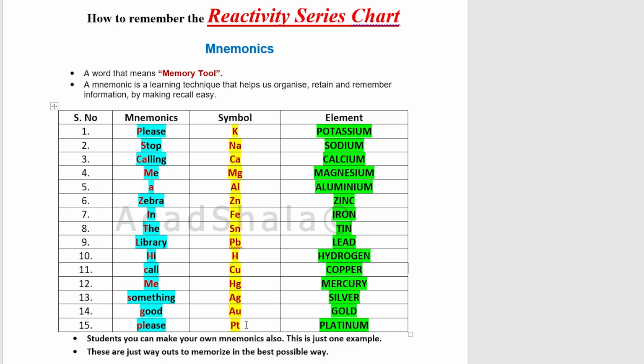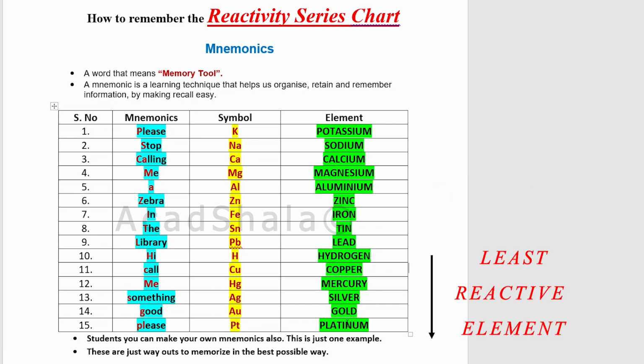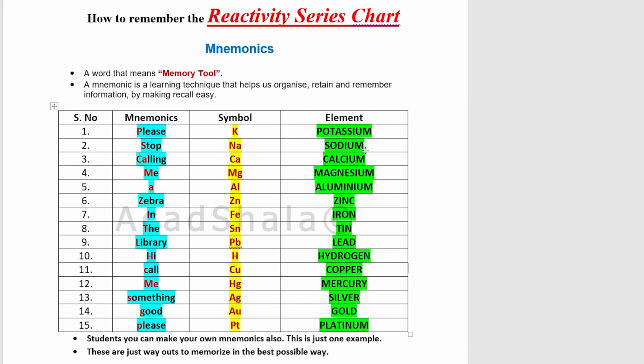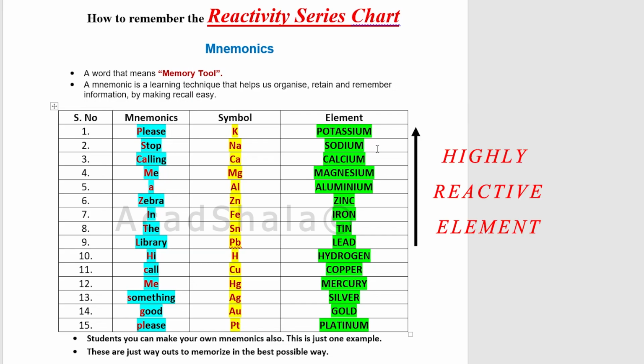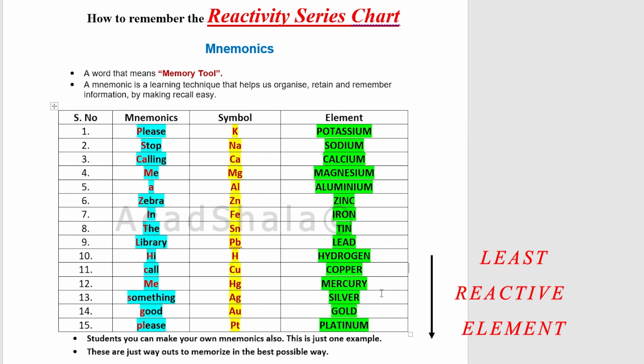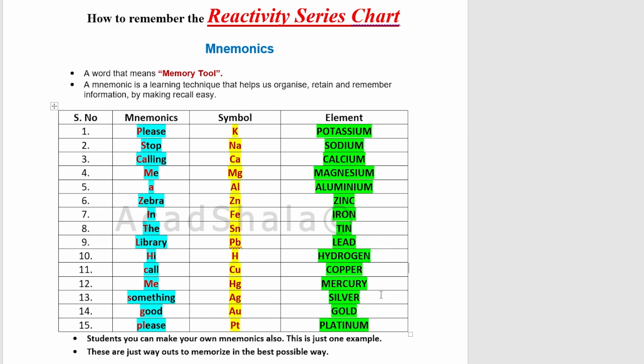If I have learnt and memorized the reactivity series chart with the help of a tool known as mnemonics, I can also understand which element is more reactive than the other. The elements above hydrogen are highly reactive, and the ones below hydrogen are the least reactive. So with the help of the reactivity series chart, I have understood which is the highly reactive element and which is the least reactive element. So students, we have learnt the reactivity series chart in just a few minutes.